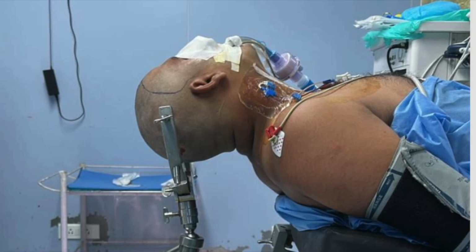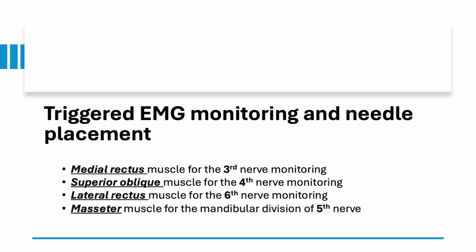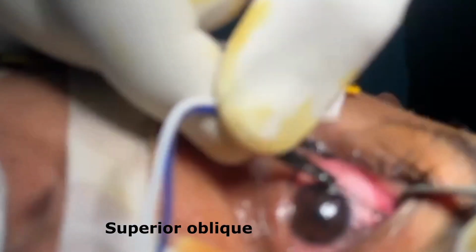The patient was positioned supine, head extension by 30 degrees, rotation to the opposite side by 30 degrees. 25 millimeter long, 0.45 millimeter diameter, non-insulated needles were used. The transconjunctival scoring of superior oblique, medial rectus, and lateral rectus muscle was done, and the masseter muscle was also scored.